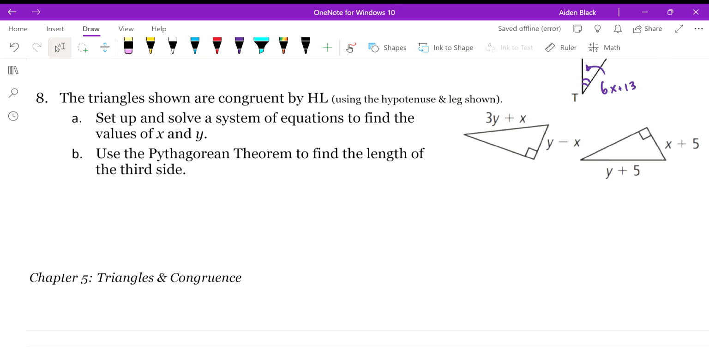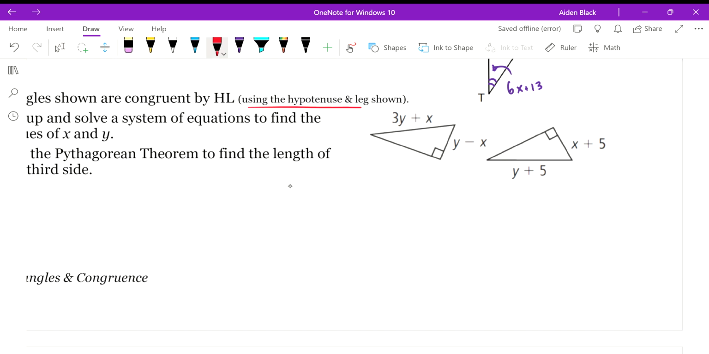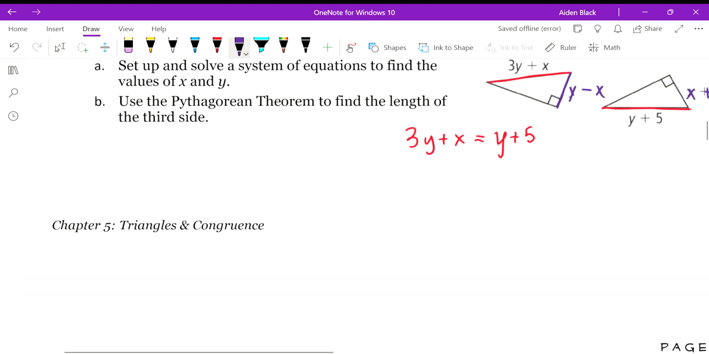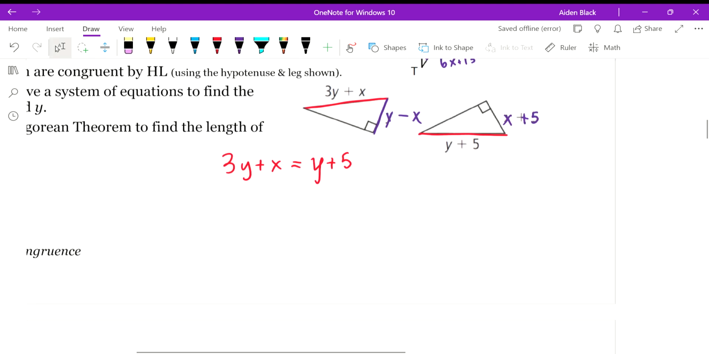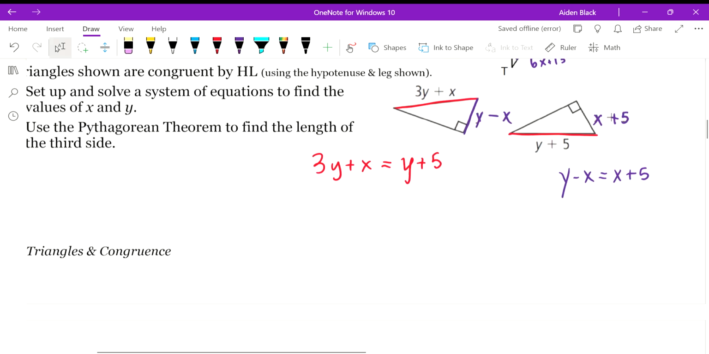It says, this is question 8, the triangles shown are congruent by HL congruence. Using the hypotenuse and leg shown, that's nice. So it's just saying this is congruent to this. So you know 3y plus x is equal to y plus 5. And then the legs here are y minus x and x plus 5. Okay, so set up and solve a system of equations. We have y minus x equals x plus 5, and then this equation here.